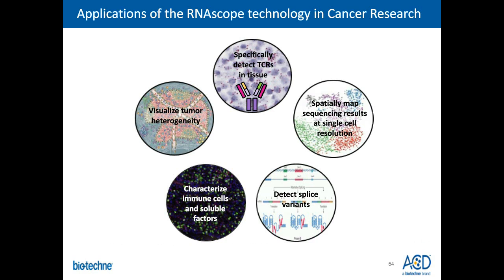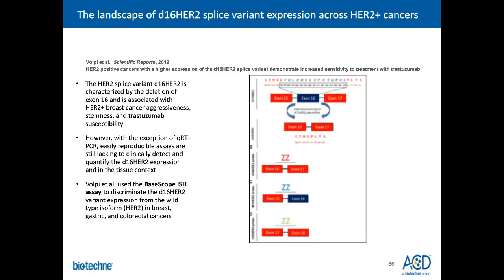Next, we are going to look at the application of RNAscope in detecting splice variants. Now, splice variants are extremely significant when it comes to cancer research because they can be drivers or initiators of certain cancers. In this particular example, this group of researchers wanted to visualize the expression of the delta-16 HER2 splice variant of the HER2 receptor. And this is significant because individuals possessing the delta-16 HER2 splice variant are extremely sensitive to Herceptin therapy. So they used this strategy to distinguish between patients carrying the splice variant versus patients that had the wild-type HER2 receptor.